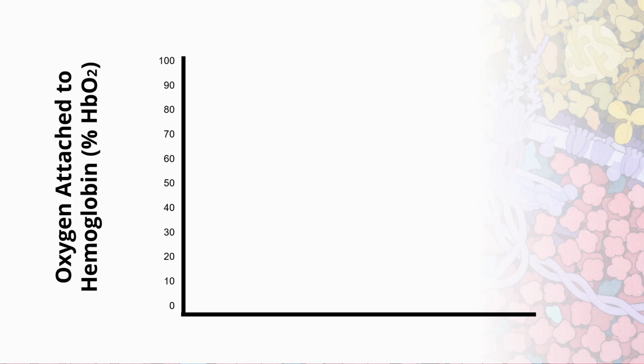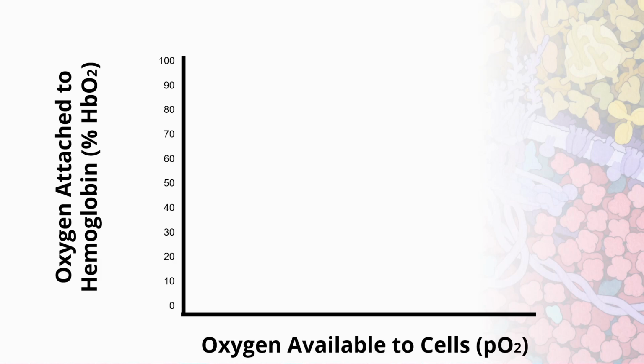So what effects can alterations in allostasis have on oxygen transport? Well, we describe this using something called the oxyhemoglobin dissociation curve. Along the vertical axis here, we have the relative attachment to hemoglobin, measured as a percentage. And along the bottom axis here, we have the oxygen available to cells, and this is measured by millimeters of mercury and is described as PO2.